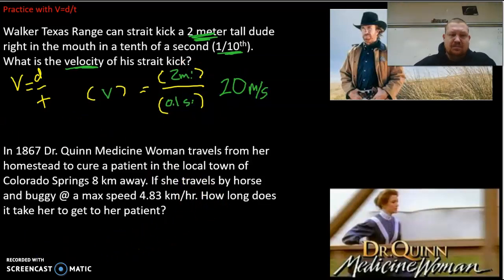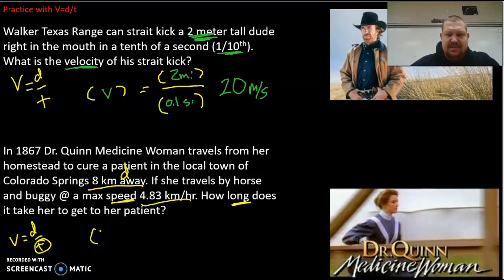And down here, talking about Dr. Quinn, Medicine Woman, two of my favorite shows. So 1867, Dr. Quinn, Medicine Woman, pure Litchfield, Colorado Springs. So we got 8 kilometers away. That's a distance. We have this. This is going to be our speed, right? And we want to know how long. So we want to know time. So in this case, we're looking for time.